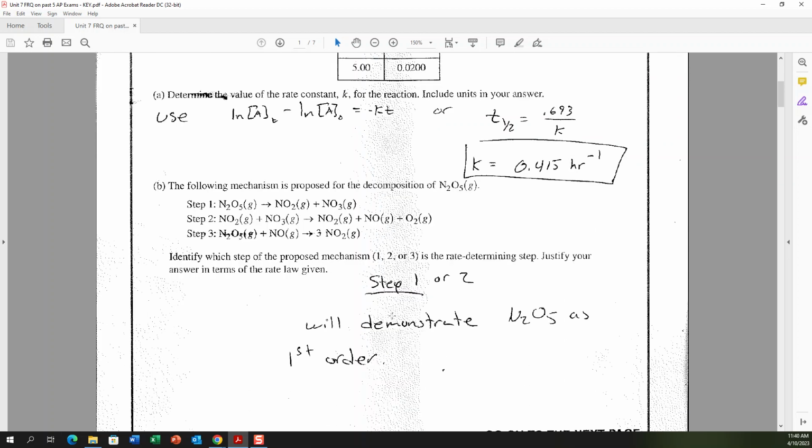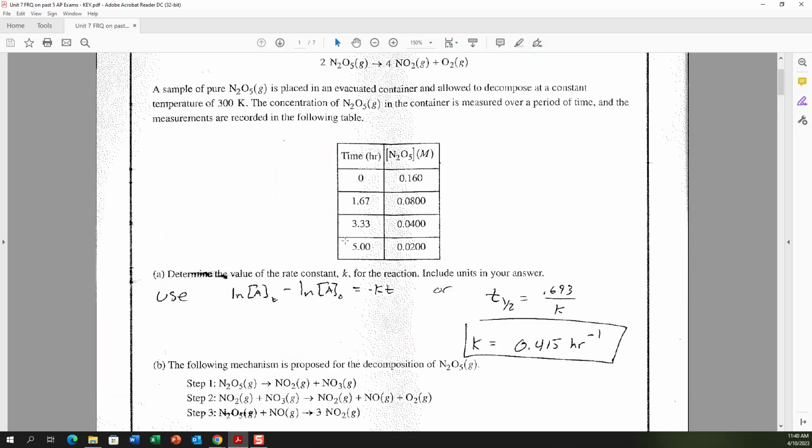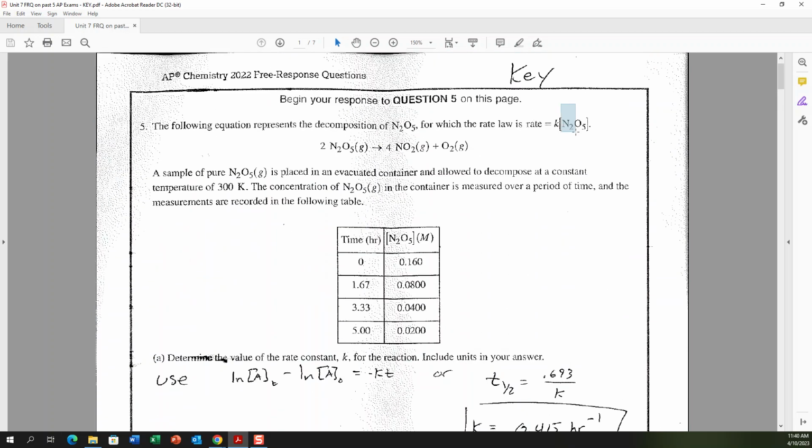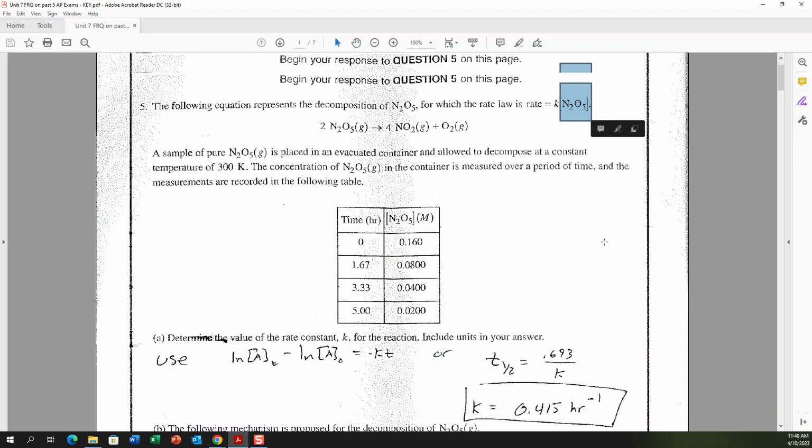All right. Here they give us the mechanism, but we don't know which one is the rate determining step. But we need to pick the rate determining step that agrees with the rate equation, which means that that shows that N2O5 is first order.